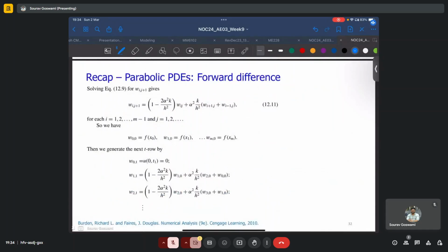And solving equation 12.9 will give us this form. And we also have the initial conditions. W at (0, 0) is f of x0, W at (1, 0) is f of x1, and so on. So these are all the initial conditions at t equal to 0.